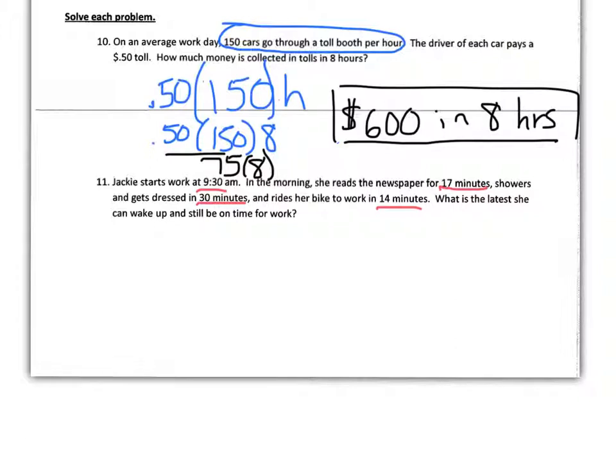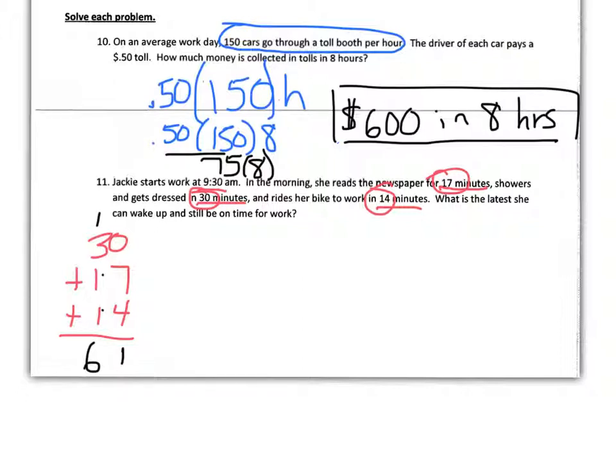Okay, so what we have to do is we kind of have to work backwards. We're going to take our time here, and we're going to find out how much they add up to together. So we're going to go 30 plus 17 plus 14, and we'll see how much time that comes up to. So 4 plus 7, that's 11. Carry the 1. 1, 4, 5, 6. So that's 61 minutes there.